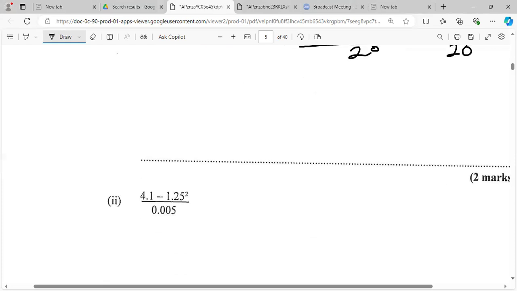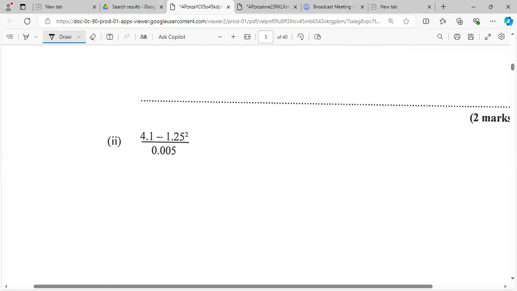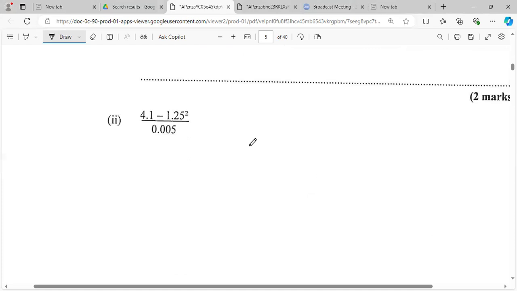Alright, let's move on to part 2. And it says 4.1 minus 1.25 squared and then divide by 0.05. Again, guys, pause the video, try it, and see what you got.